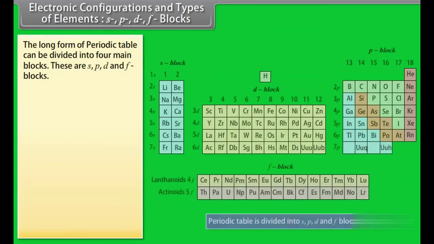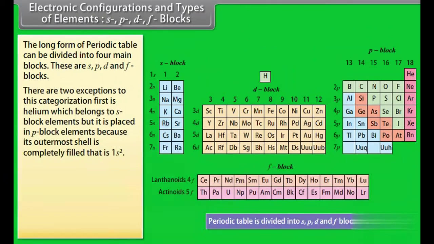Electronic configurations and types of elements: s, p, d, f blocks. The long form of the periodic table can be divided into 4 main blocks. These are the s, p, d and f blocks. There are 2 exceptions to this categorization. First is helium, which belongs to the s block elements, but it is placed in the p block elements because its outermost shell is completely filled, that is, 1s2.